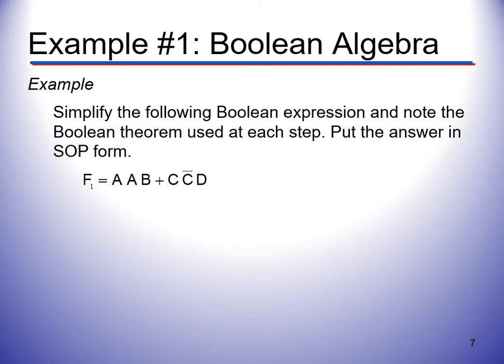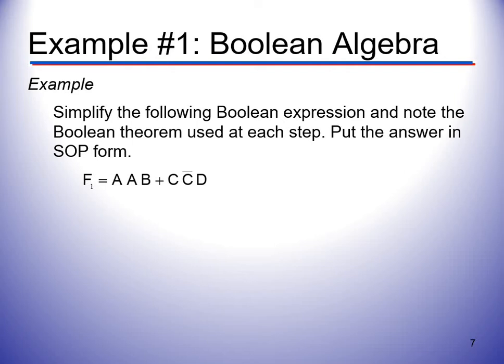What I want you to think about and look at your theorems before I put the answer up here is what's going to simplify. What is A and A equal to? If you said A, that's correct. So that A and A simplifies down to a single A, so we get AB there.